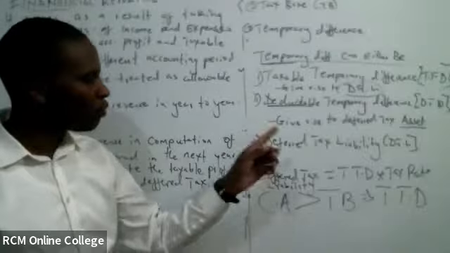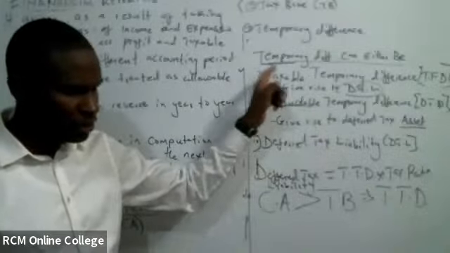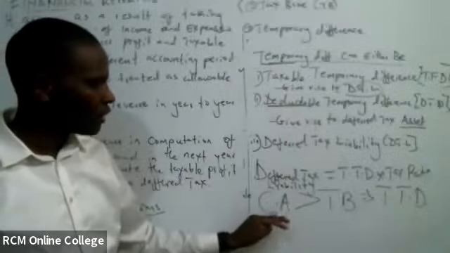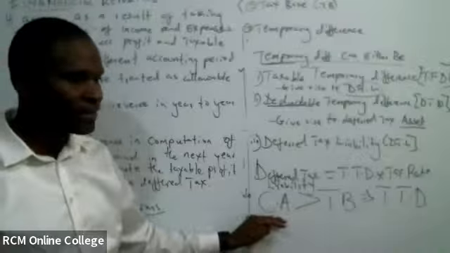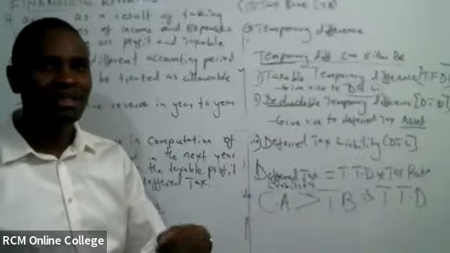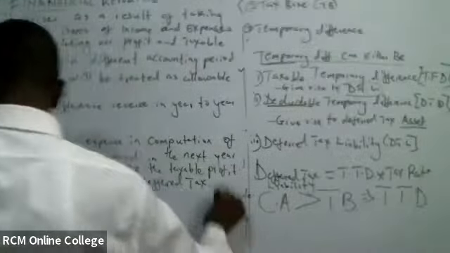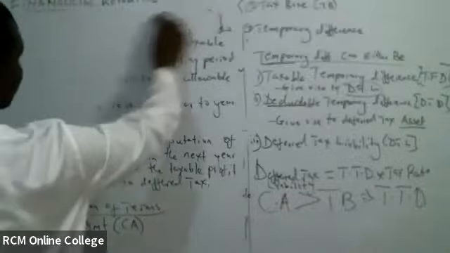If you want to remember the asset, the deductible temporary difference, say that its carrying amount is less than the tax base. Or vice versa, they may even give you that the tax base is greater than what? The carrying amount. You need to look at those terms. So deferred tax asset, how do we get the deferred tax asset, and the deductible temporary difference?